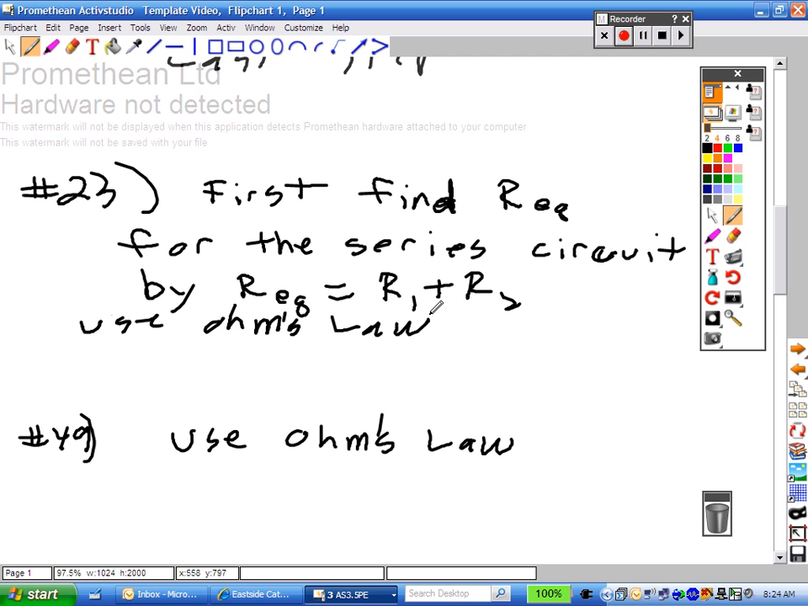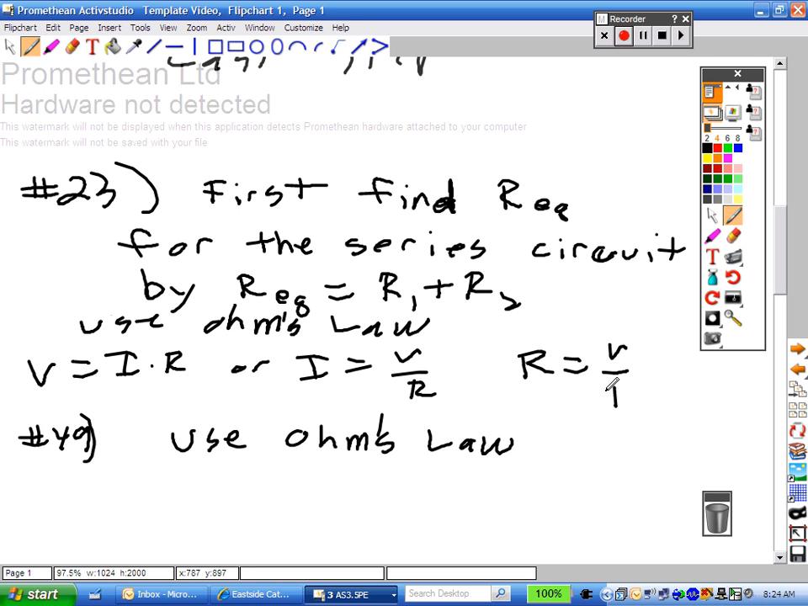Remember, Ohm's law is written 3 different ways depending on what you'd like to solve for. So it is either V equals I times R, or I is equal to voltage over resistance, or sometimes it is useful to view it as the resistance equals the voltage over the current.